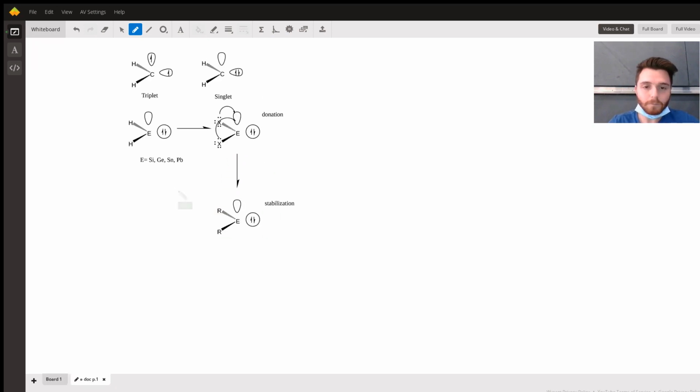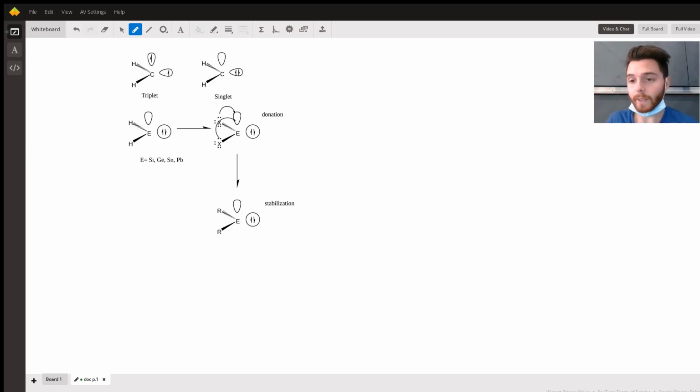So carbenes right here are divalent species of carbon, okay, with a lone pair. Okay, they're neutral, they don't have any charges. And for carbon, it can be found as a singlet carbene or a triplet carbene according to the electron spin state.